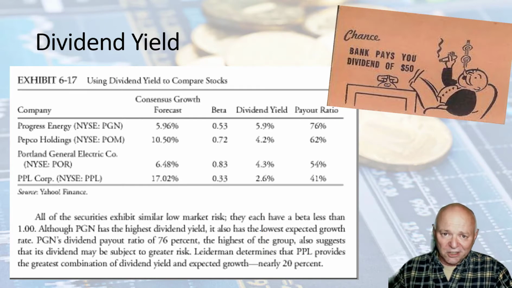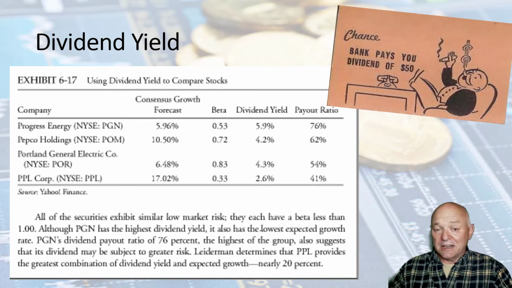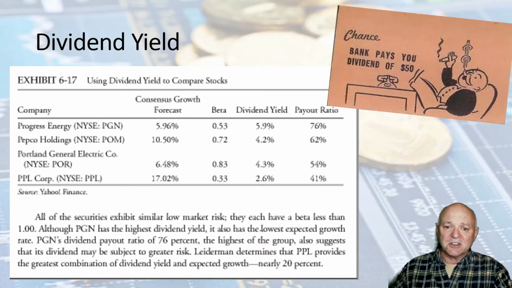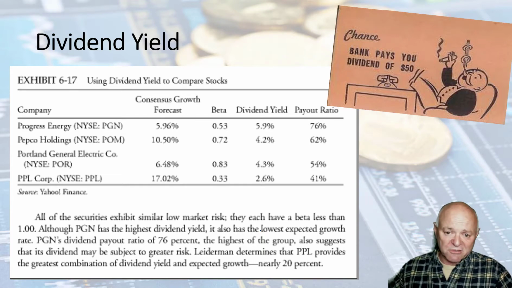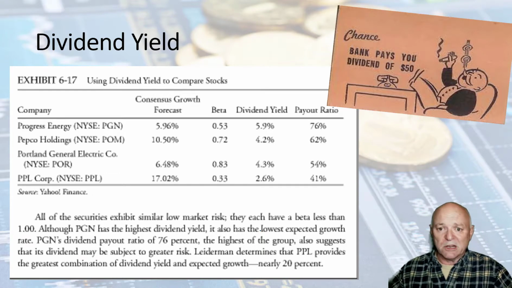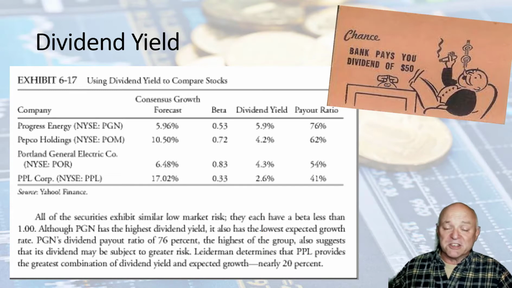Our lowest yielding company is that last one, PPL. It's got a low payout ratio, a low dividend yield. It actually has the lowest beta, which may be attractive, but it has the highest growth forecast. And so that suggests that this company might be the best value, because even though it has the lowest yield, the combination of growth and yield combined is just about 20%, compared to the growth and yield for Progress Energy, which is closer to 12%.